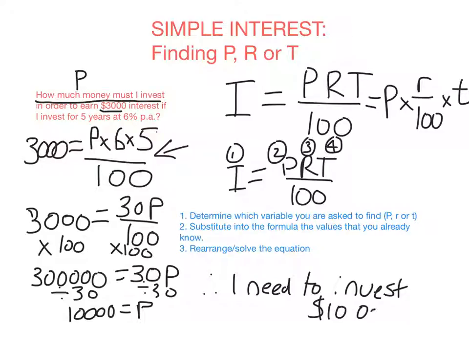Because if I take 6% of $10,000, that is $600. So I earn $600 each year, so I would earn $3,000 in 5 years, all right? So I'm just going to do one more example. Please pause and copy down if you need this one.